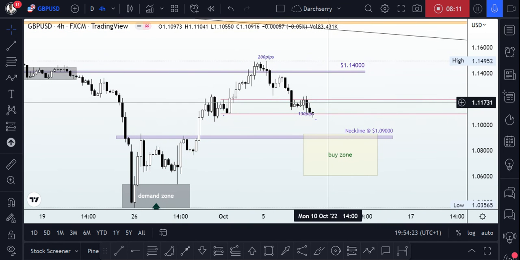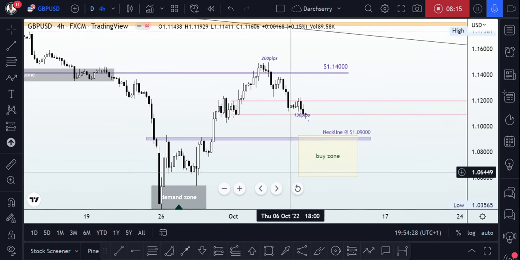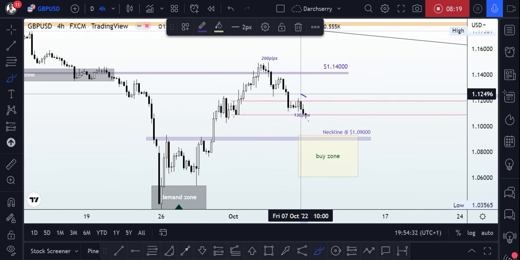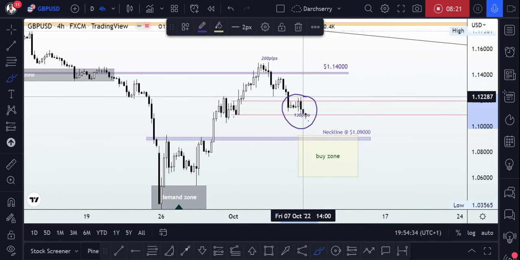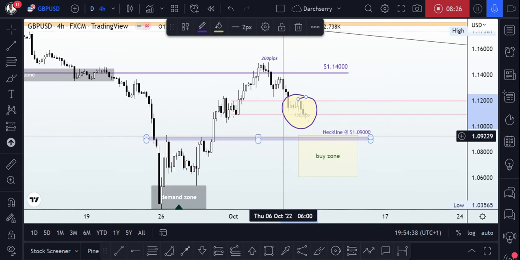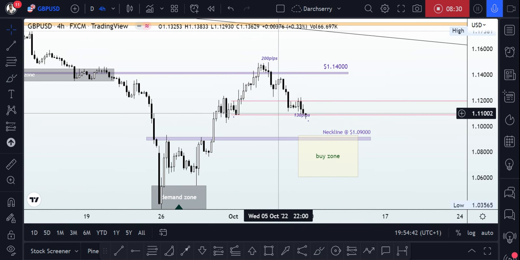So this is what I want to be looking forward to, and I'll be posting this video at this moment, and I'll be back in the comment section after monitoring how participants in this market will be relating to the structure around this area, after which I will be making a decision on how I intend to trade the GBP USD in the comment section of this video.